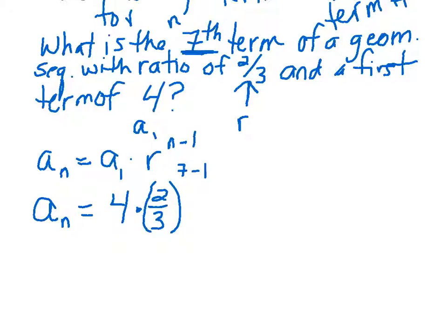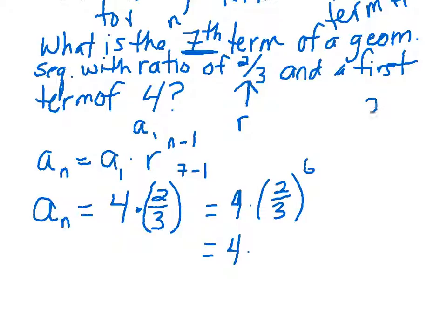Applying the order of operations, we're going to take care of that exponent and do the 7 minus 1 on it. So 7 minus 1 is 6. Now we're going to apply our exponents. 2 to the 6 times 3 to the 6. I have no idea what that is.